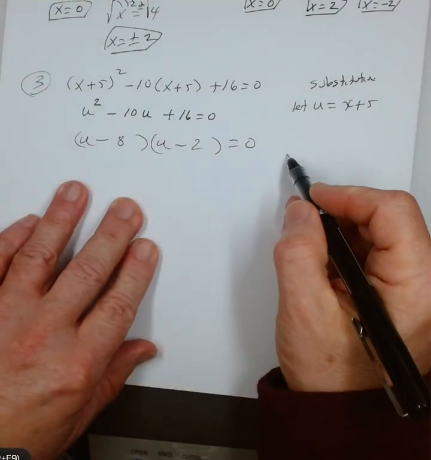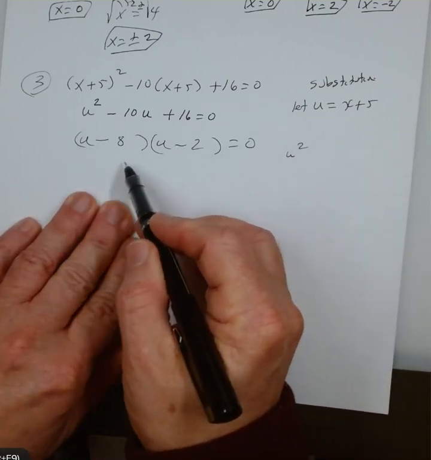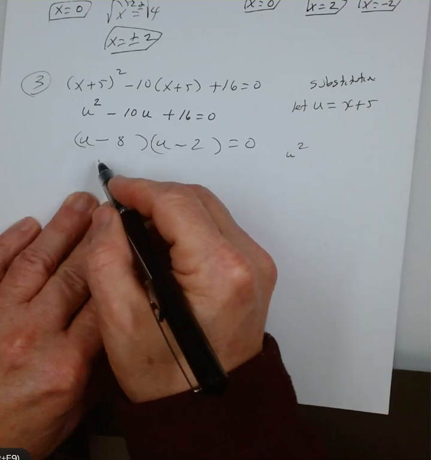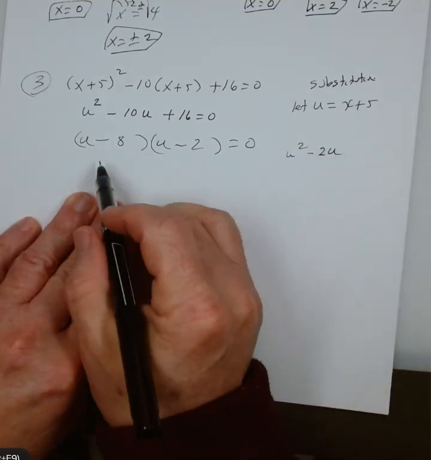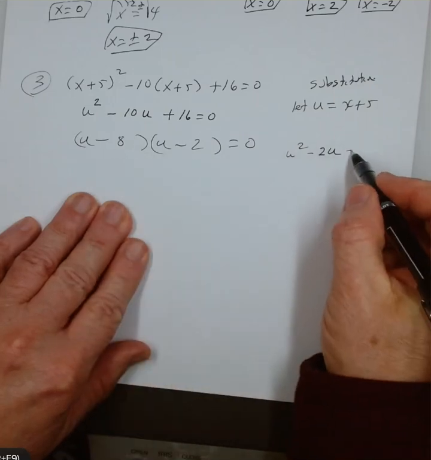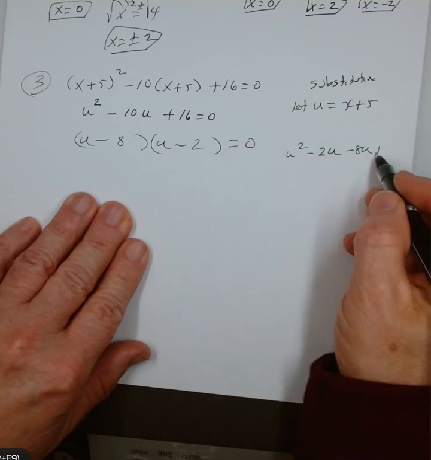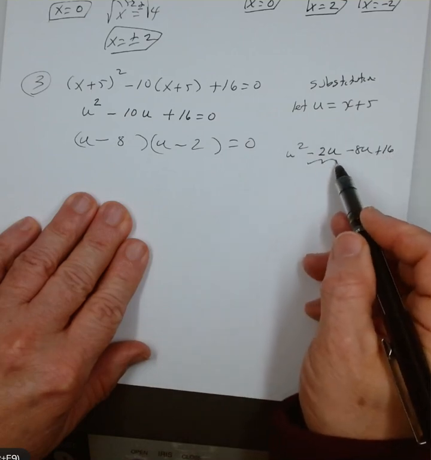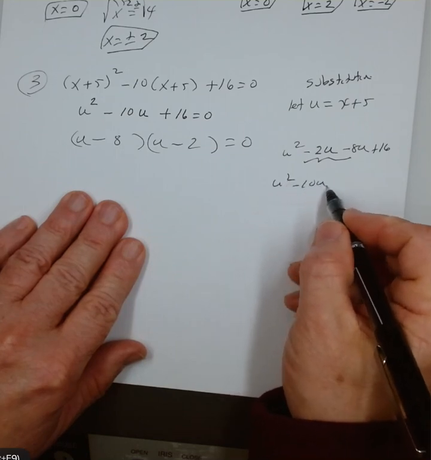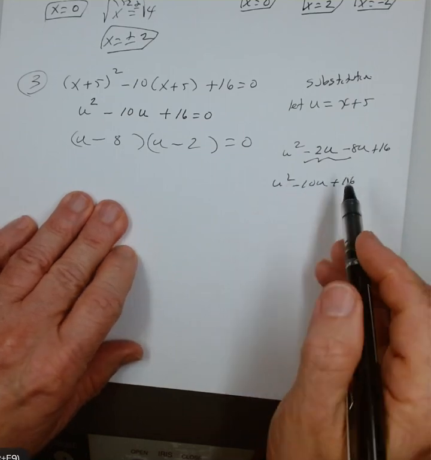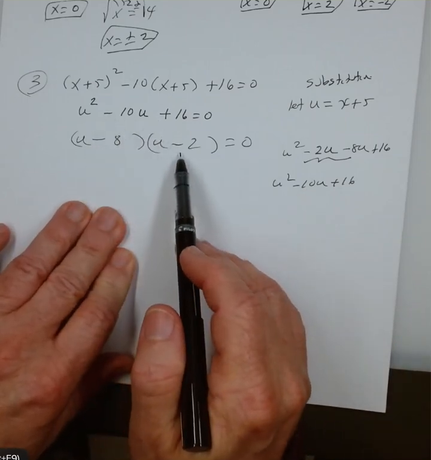What's u times u? U squared. What's the outer? U times negative 2 is a negative 2u. What's the inner? Negative 8 times u is a negative 8u. And what's the last? A negative 8 times a negative 2 is a positive 16. Combining like terms, you have u squared minus 10u plus 16. So is that the same as this? So what I did was correct.